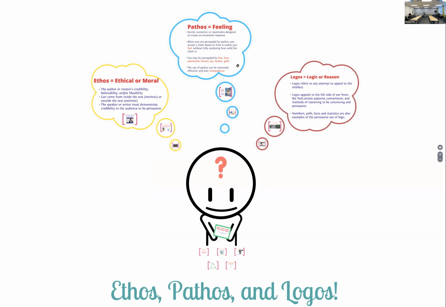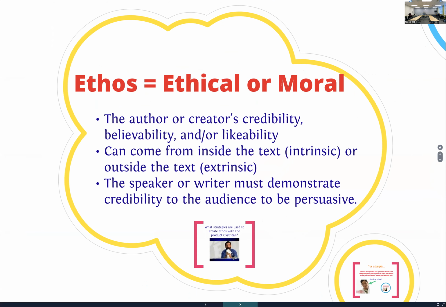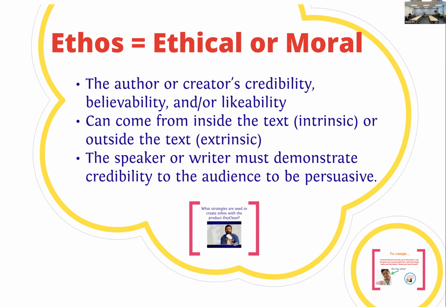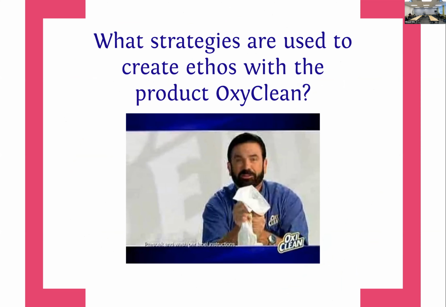So ethos is ethical or moral. The author or creator's credibility, believability, likability. It's kind of giving credibility to it. It can be either within the text, intrinsic, or outside. The speaker or writer has to demonstrate credibility to be persuasive. So if you think about fixing your car, who has more credibility, a mechanic or your next door neighbor that works for the city? As a general rule, the mechanic, right? That's what gives him credibility. I don't think the neighbor is a mechanic. Yeah, right. That could be. Maybe he is a certified mechanic.